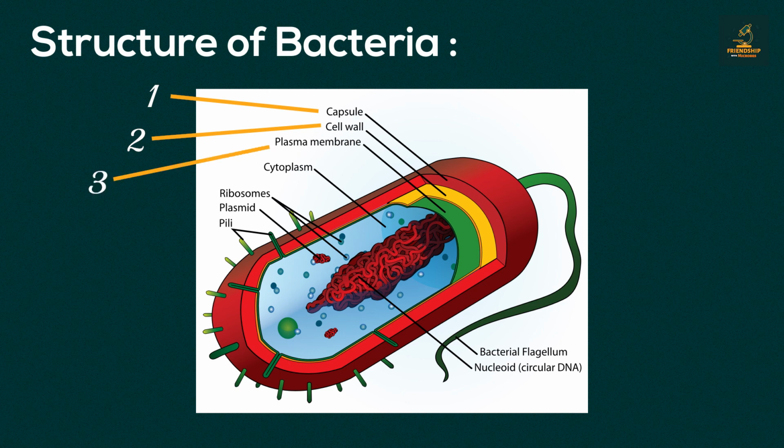Number 3 is plasma membrane. The plasma membrane is found within the cell wall. This generates energy and transports chemicals. The membrane is permeable, which means that substances can pass through it. Number 4 is cytoplasm, a substance inside the plasma membrane that contains genetic material and ribosomes. Number 5 is DNA. This contains all the genetic instructions used in the development and function of the bacterium. It is located inside the cytoplasm.